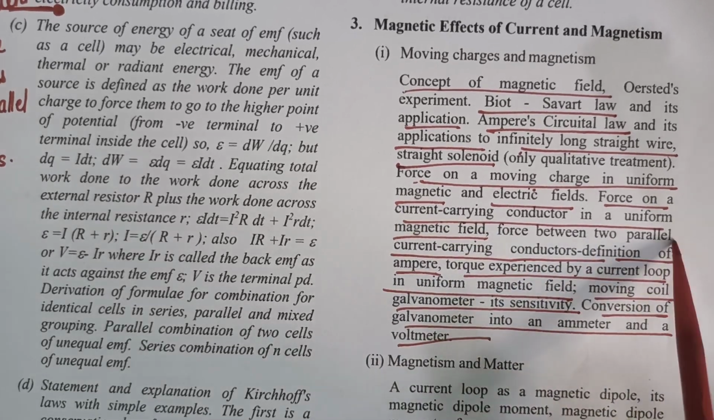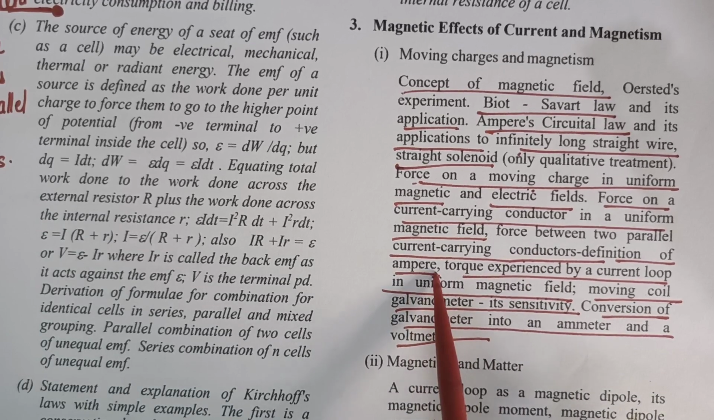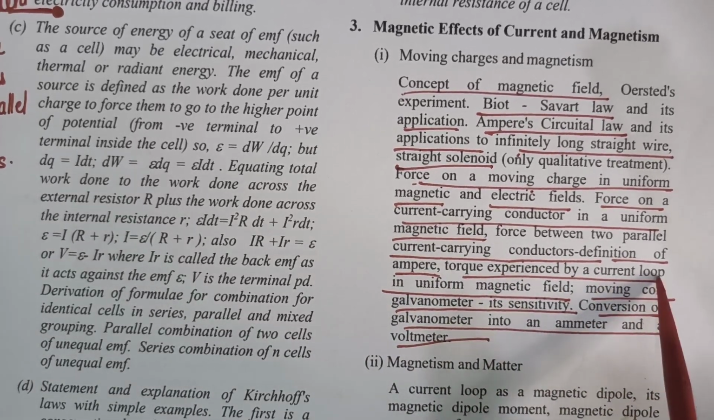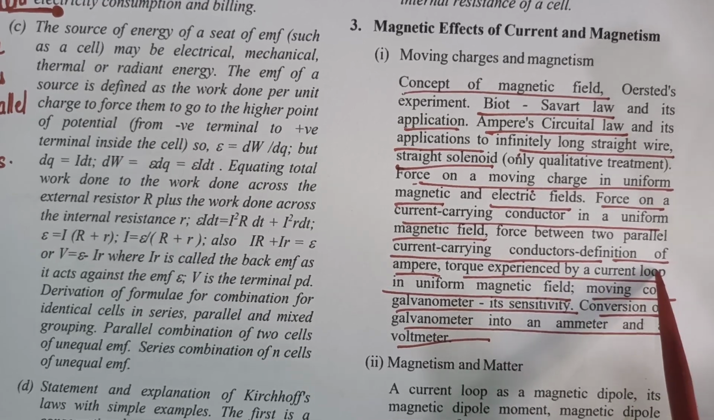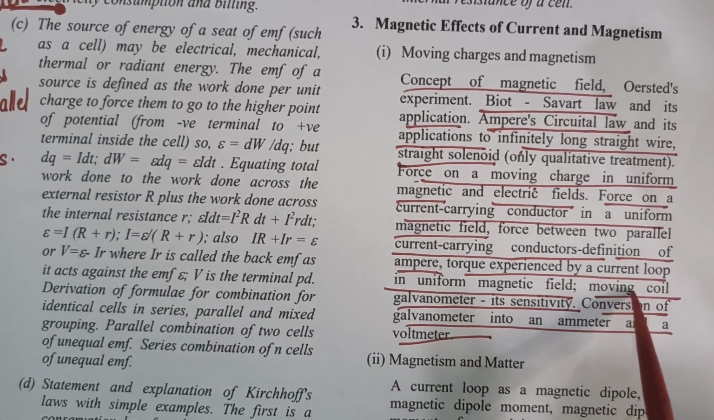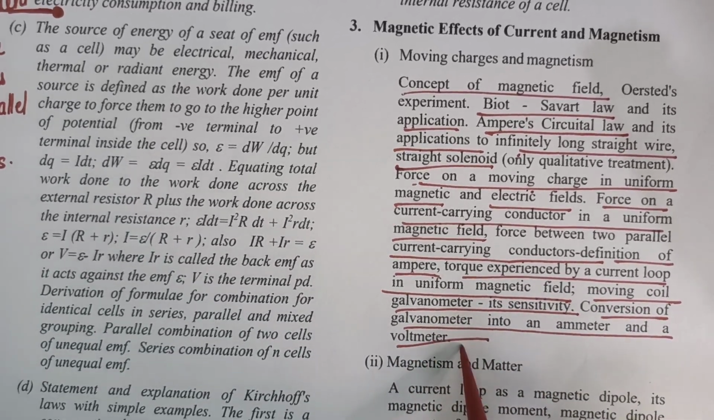Then force between two parallel current carrying conductors, and on the basis of this, the definition of Ampere. Then torque experienced by a current carrying loop, which acts like a magnetic dipole when it is placed in a uniform magnetic field, and everything about the moving coil galvanometer, its sensitivity, and how it is converted into an ammeter and voltmeter.